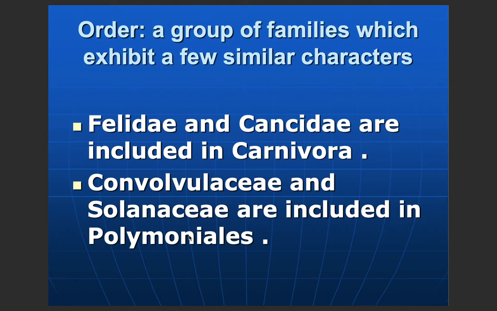Then, when we move up, different families come under an order. That means we can say that order is a group of families which exhibit a few similar characters. An example you can take here: Felidae and Canidae are included in Carnivora, and Convolvulaceae and Solanaceae are included in Polymoniales.